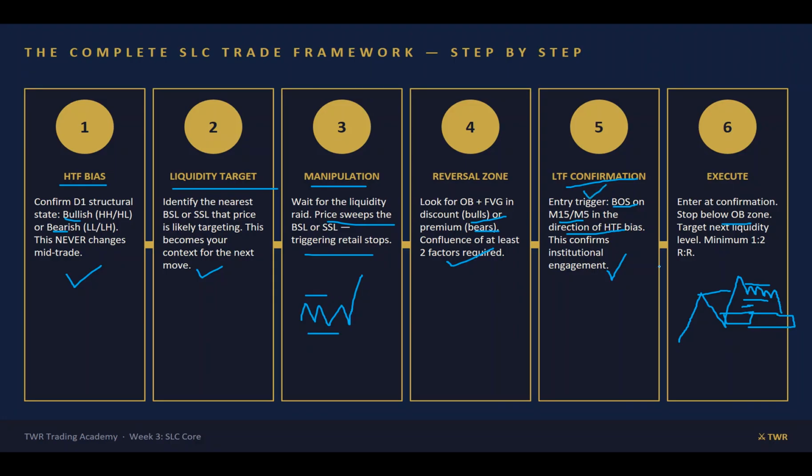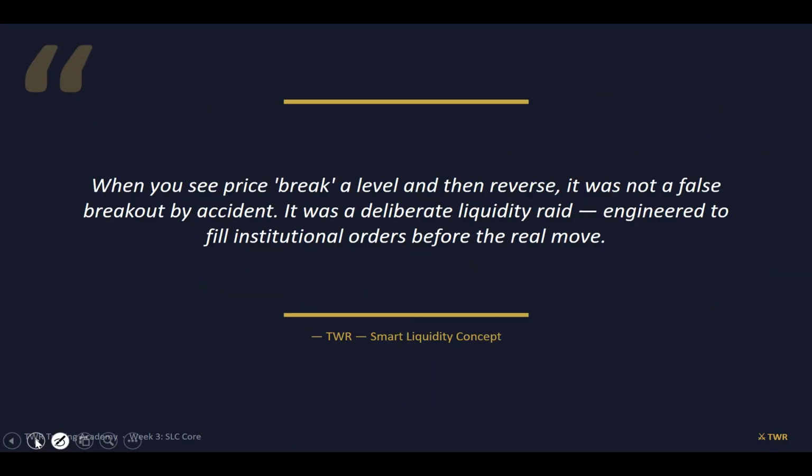Once in the lower time frame, wait for a confirmation. Then enter on the order block, targeting the next liquidity point, targeting this point. So you are aligned with the high time frame buyers. You've identified the liquidity, you've waited for manipulation, and you've seen the reversal signal. Then you go to a lower time frame confirmation and execute on the order block.